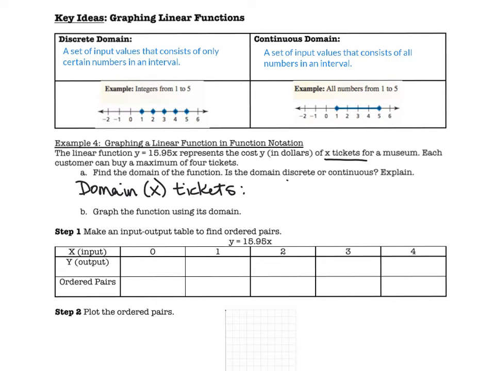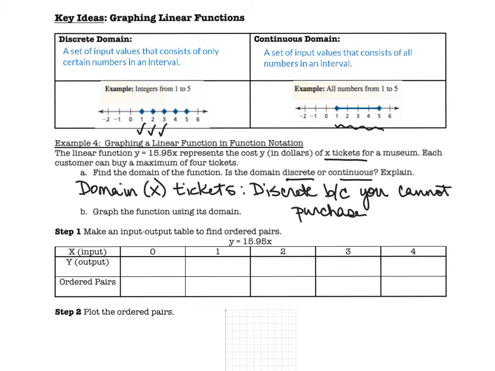So is it discrete or continuous? Discrete means that it would be just the integers. So is it possible that we could only buy one ticket or two, three, four? Or is it continuous where we could have 1.5 tickets or 2.5 tickets? And so your answer you should come up with is discrete, because you cannot buy a half of a ticket. You cannot purchase a fraction of a ticket.